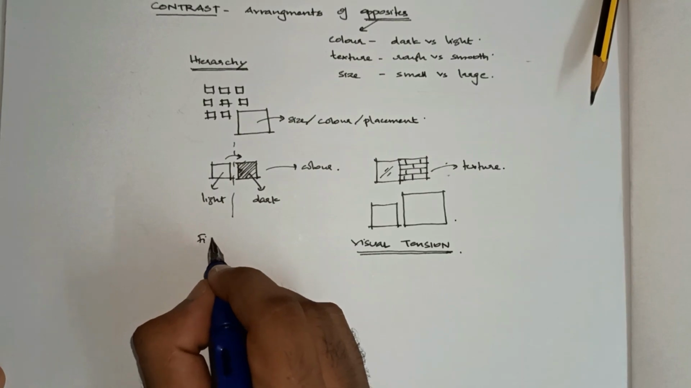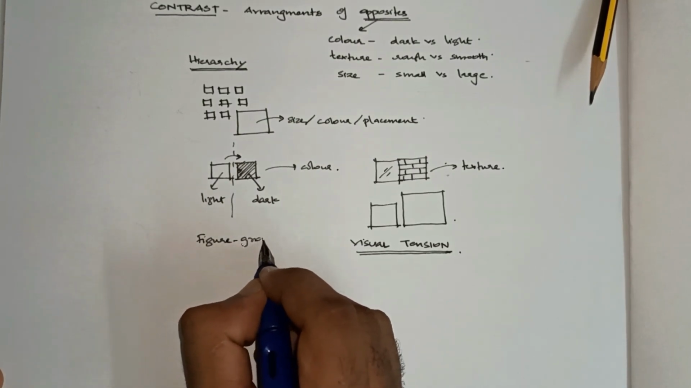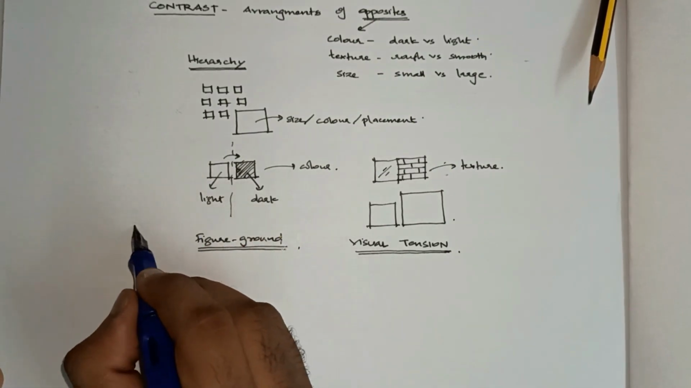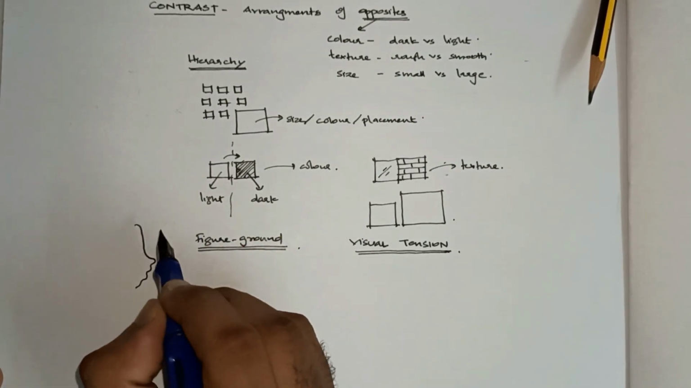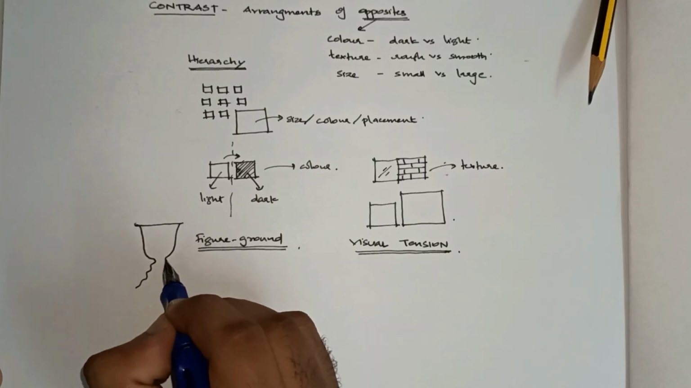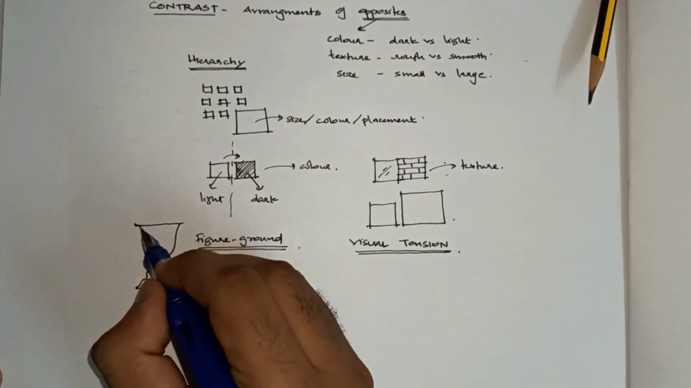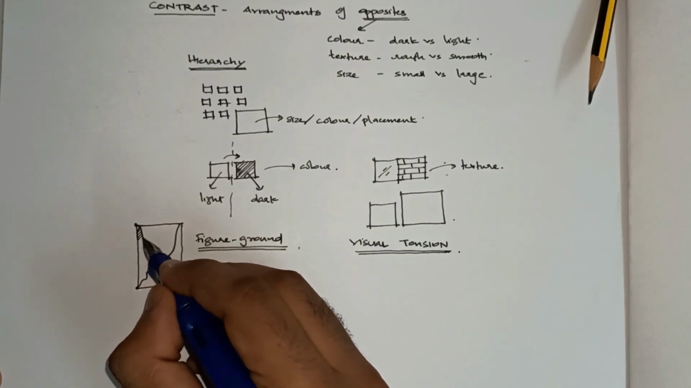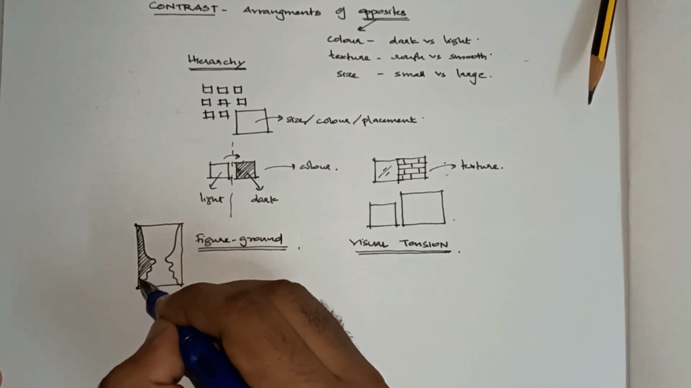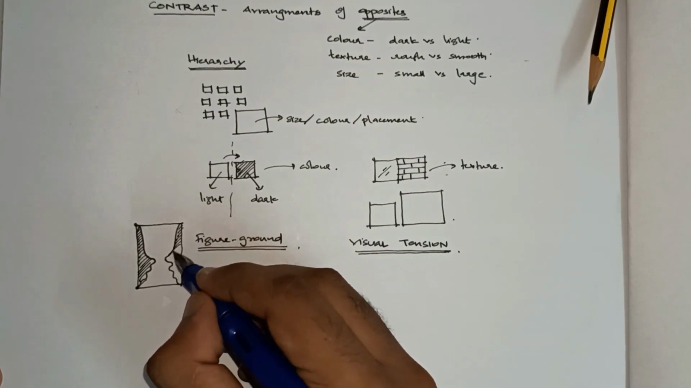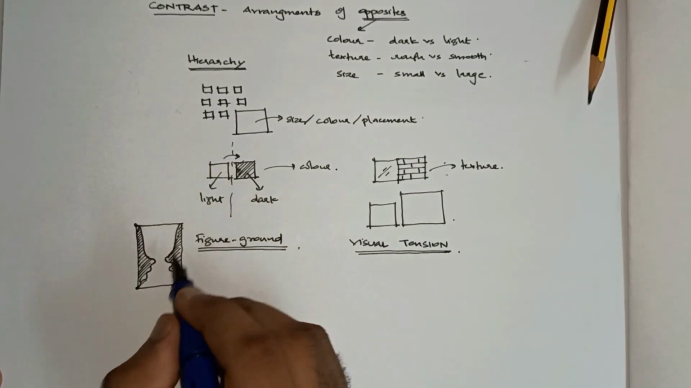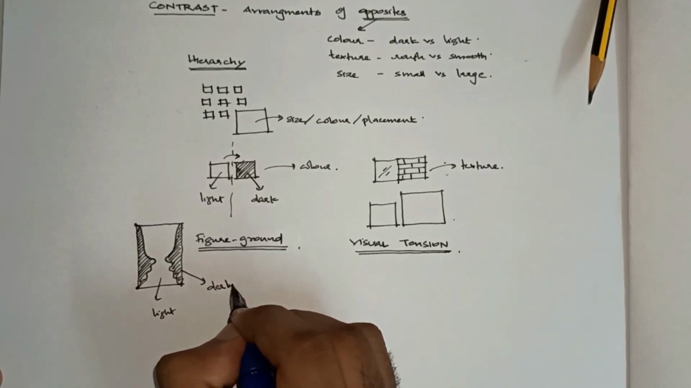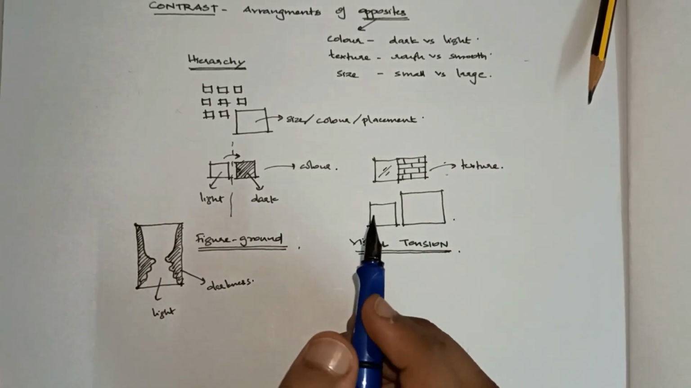So figure ground relationship is another important example of contrast. I think you will be aware of this particular diagram, a diagram of a vase, which can also be two faces. So this is created by creating a visual contrast. So there is a lightness here and a darkness there. So this difference creates a contrast.